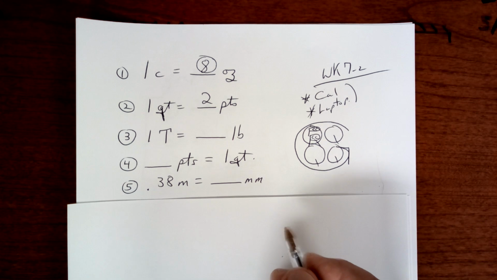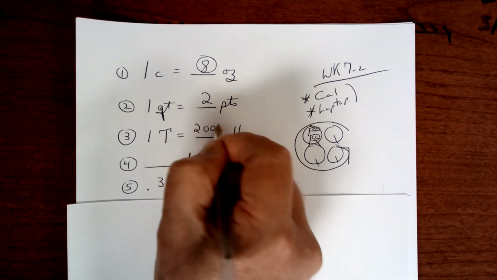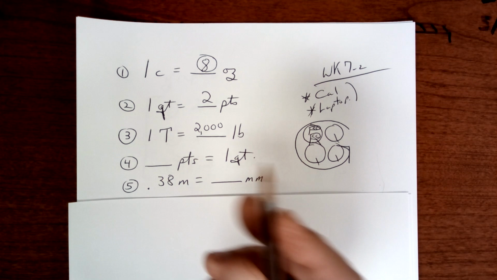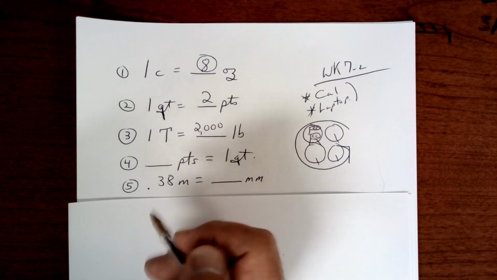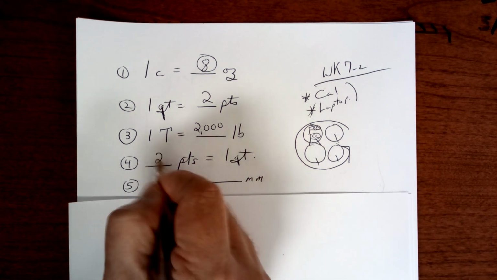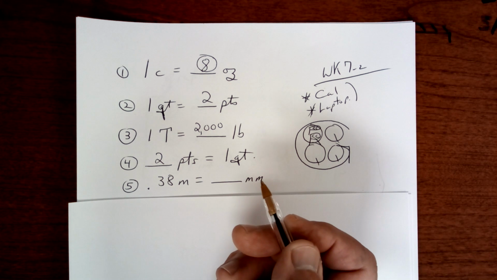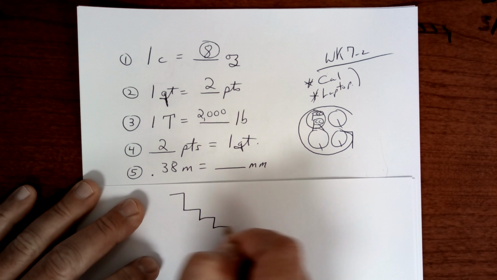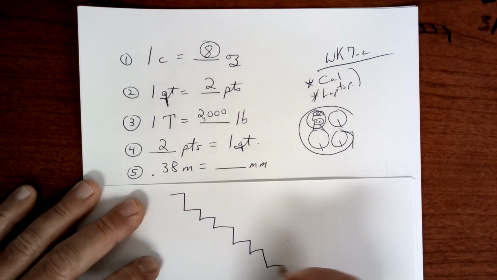1 ton is 2,000 pounds. How many pints are in a quart? Well, we already asked that one. So we're going to say 2. And then this one is metric. So 1, 2, 3, 4, 5, 6, 7.